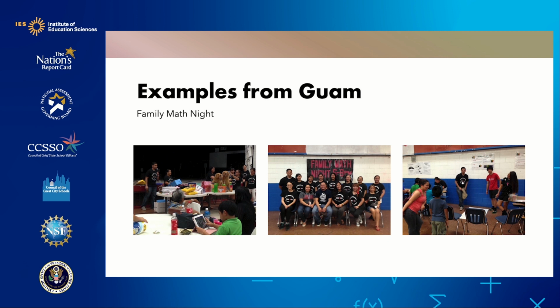And we were able to get their input about what activities they'd like to see in this family math night. In this picture, I hosted a game called the beanbag toss. I forgot the local name for it, but it was a local bean sprout on Guam.